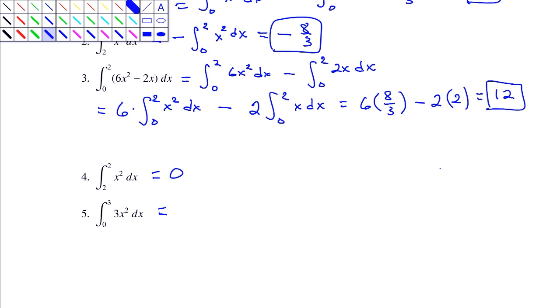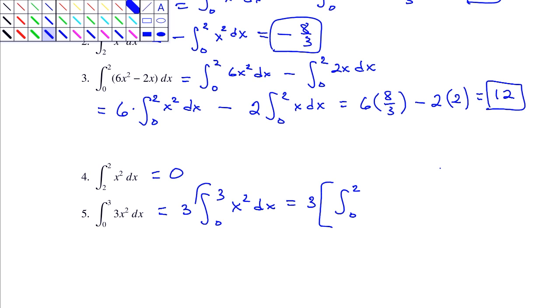And number 5, the integral from 0 to 3 of 3x squared. So the first thing I can do is factor out the 3. This becomes 3 times the integral from 0 to 3 of x squared dx. Now, on your chart above, in the information given, you don't have the integral from 0 to 3. But what do you have? You have 0 to 2, and you have 2 to 3. So this is rule 5, where you can split it up anywhere. I choose to split it up at 2.